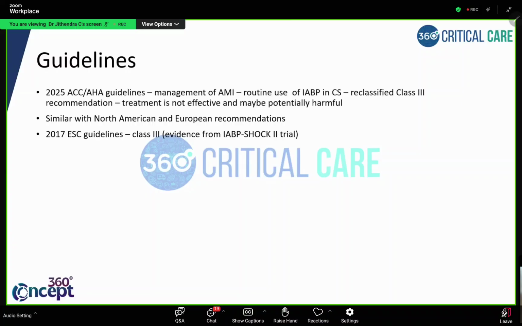again, I told you, it was a better recommendation. I think it was class 2 previously. Now they made it a class 3 recommendation. That means it is not effective and may be potentially harmful. That is the recommendation for this. Similar guidelines, similar recommendations, from the North American Society or the European Cardiology Society also. The latest guidelines from the European Society of Cardiology were in 2017. I told you after the IABP Shock 2 trial, they have downgraded it to a class 3 recommendation. Okay.